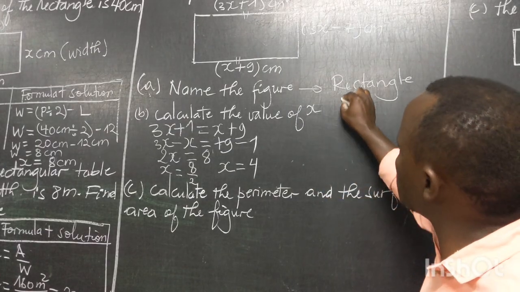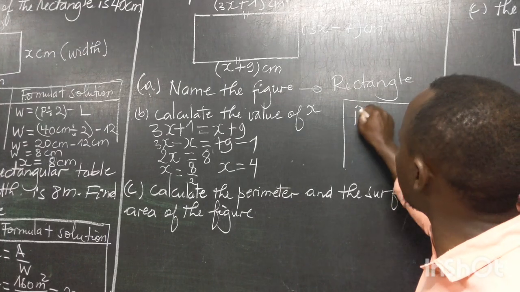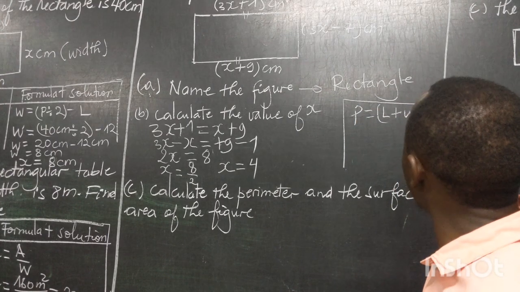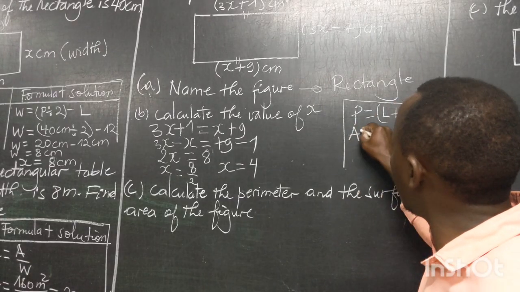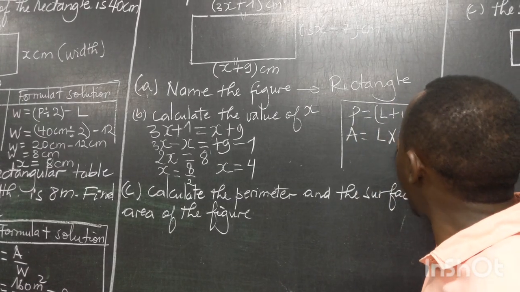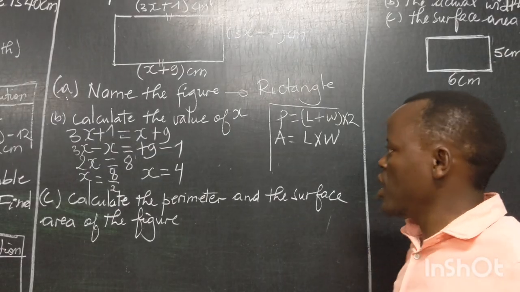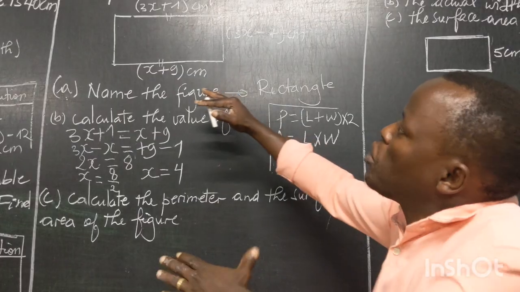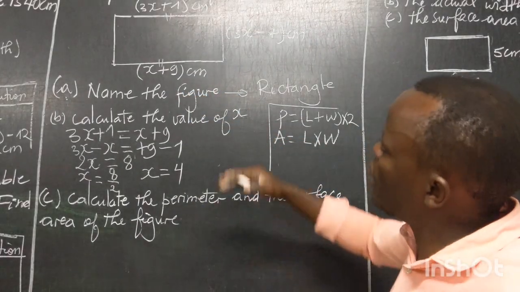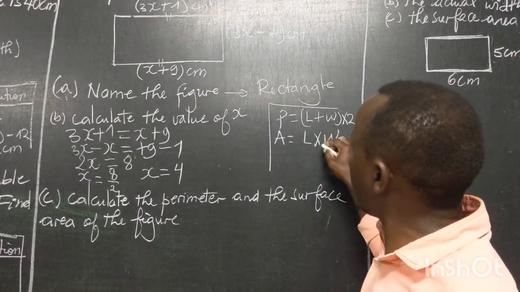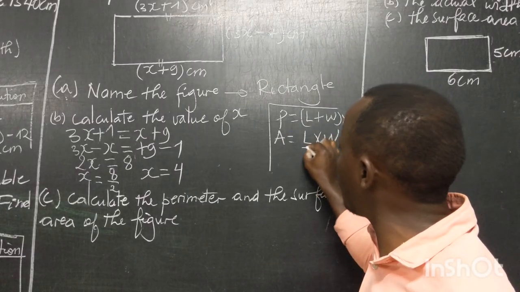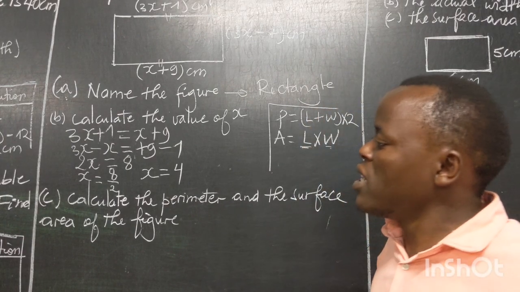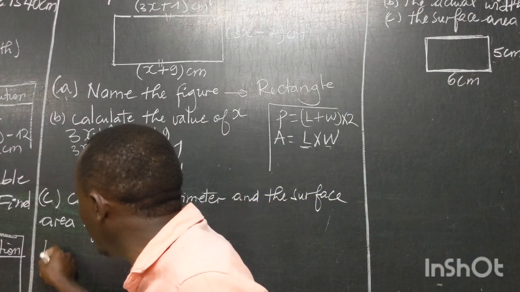Remember the formulas: perimeter is equal to length plus width, times 2. And the area of a rectangle is equal to length times width. This is the formula we are going to use on this question. But here we don't have the length and width, and you cannot find the perimeter or the area without them. Now we are going to find the length. How do we find length?